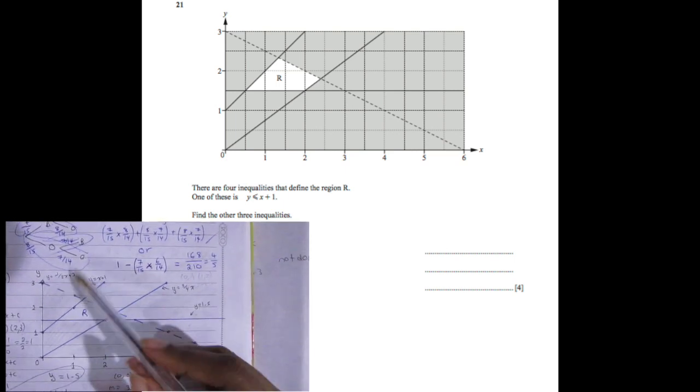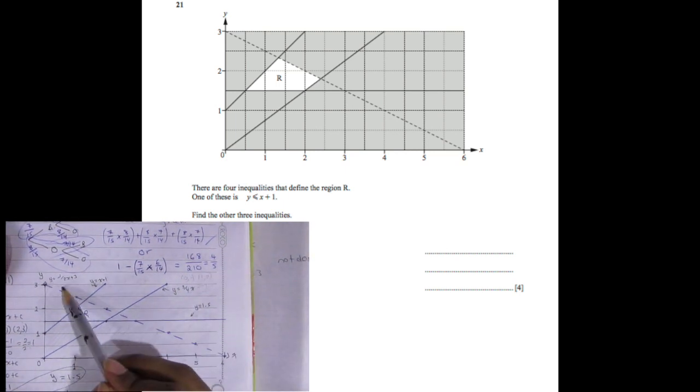R is above it, so that means y is greater than or equal to 1.5 because it's actually above. That's what we want. We want the stuff that's above 1.5. Then for the other equation, y is equal to x plus 1, the one that they already found, they told us that it's less than or equal to, because you can tell the r is below the line. Then for y is equal to 3/4x, r is above the line, it's not below it, so it's going to be y is greater than or equal to 3/4x.